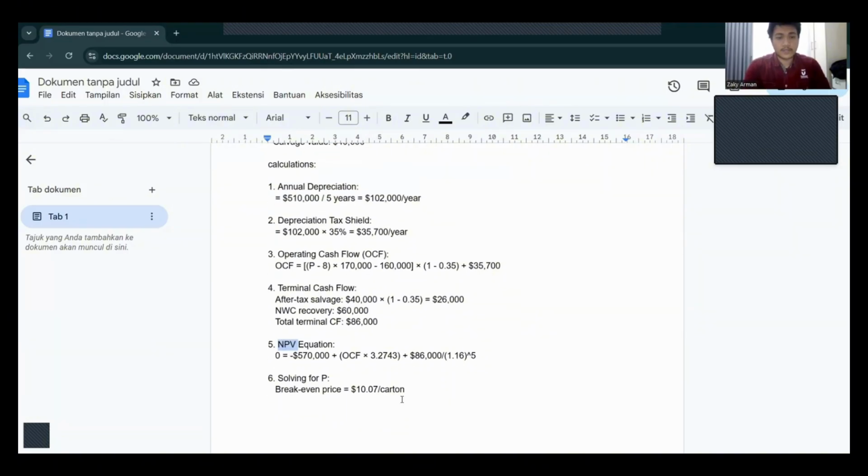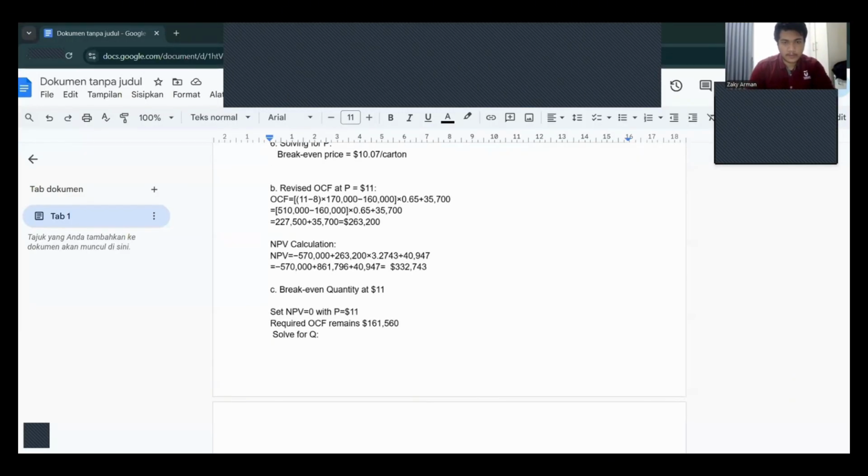So solving for P, the break-even price equals $10.07 per carton. So if the bid is lower than $10.07, the NPV would be negative, meaning the project will destroy value.